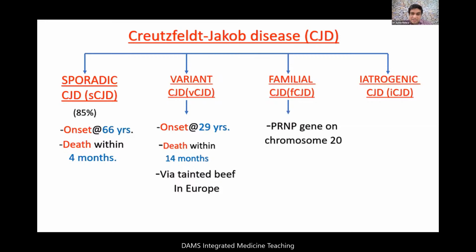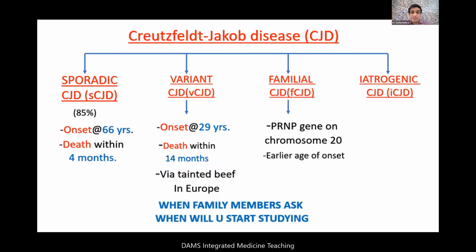Familial CJD is running down in the generation, and there is a gene that is known as the PRNP gene on chromosome 20 that is responsible for this. They have got the early age of onset, yes.